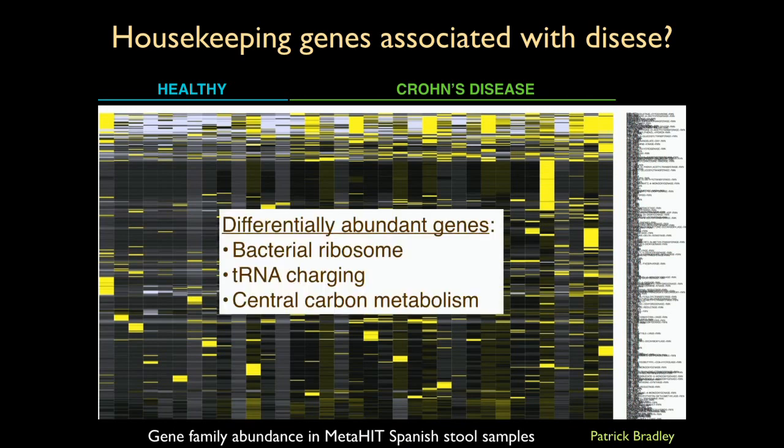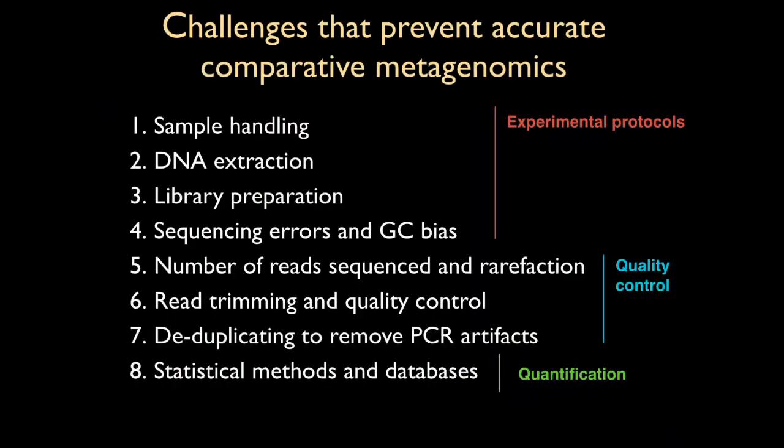And if we test statistically for differentially abundant genes, ones that are higher or lower in disease than expected, we get some housekeeping genes: the ribosome, tRNA charging, central carbon metabolism. These are things that should not be varying. So despite the stability I showed on the previous slide, when you look for the most variable things with the standard tools in the field, they're actually things that we know shouldn't be varying. So this points to there actually being a problem. And luckily, the solution is sitting here too, and that's what I'm going to tell you about in a minute.